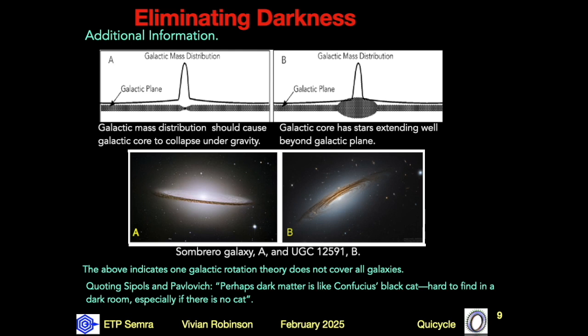This description requires a period of high supernova activity to generate the charge effect described. The above indicates one galactic rotation theory does not cover all galaxies. More importantly, it shows that galaxy rotations are approximately as expected. There is neither a need for dark matter nor anywhere for it to fit within the observed universe. Quoting Sipolz and Pavlovich, perhaps dark matter is like Confucius' black cat, hard to find in a dark room, especially if there is no cat.